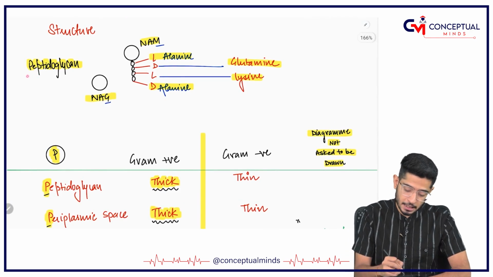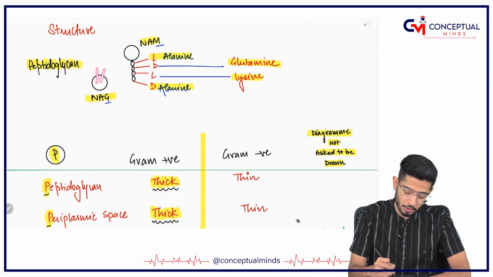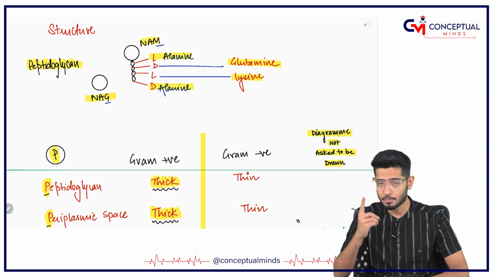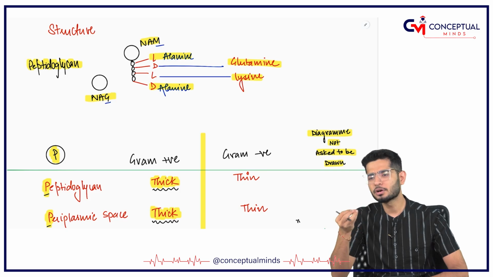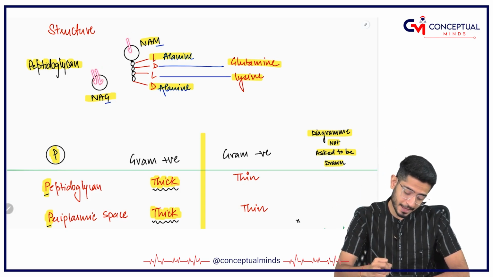See here, if you carefully look at the peptidoglycan, you have got a molecule called NAG, and you have got another molecule called NAM. So NAG and NAM, both of them are there. Full forms are not necessary at UG level, so I will not teach it. See it, NAG and NAM.